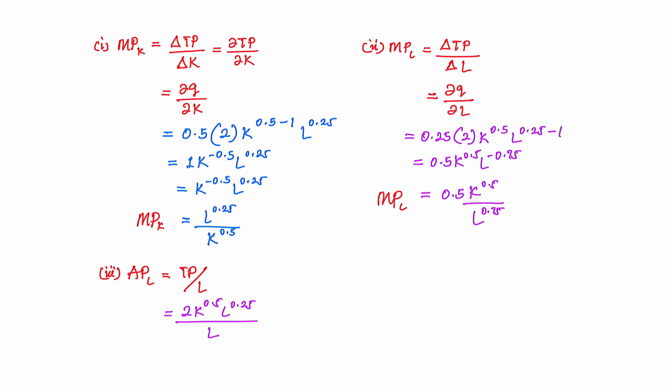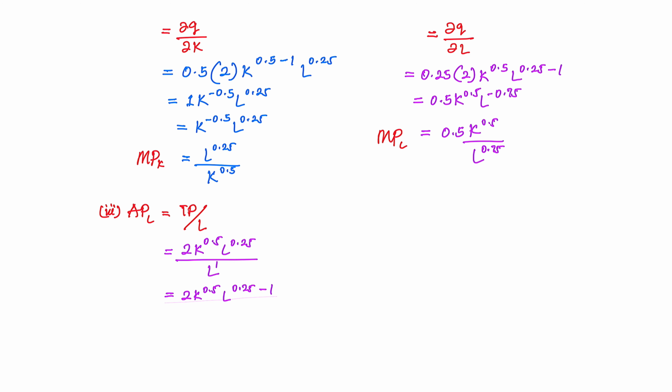So simplifying, we have 2K raised to power 0.5. The two L's, we write them as L to the power of 1, and the power of the first L is 0.25. Since the sign between these two L's is division, applying the rule of indices, that will be 0.25 minus the power of the second L, which is 1. So we have 0.25 minus 1.